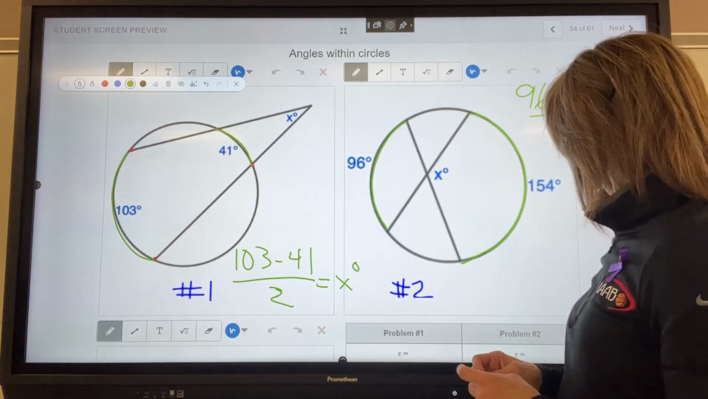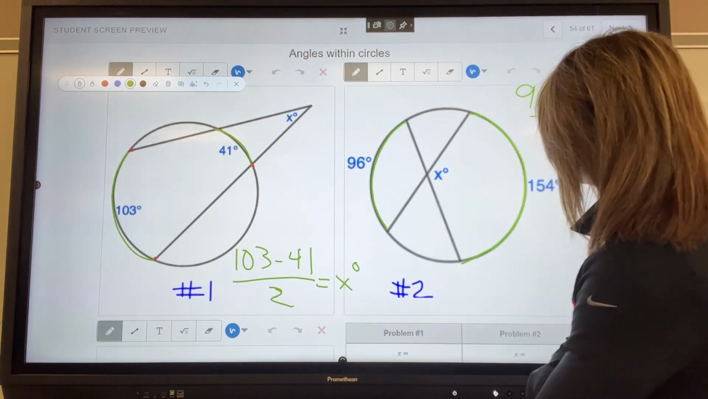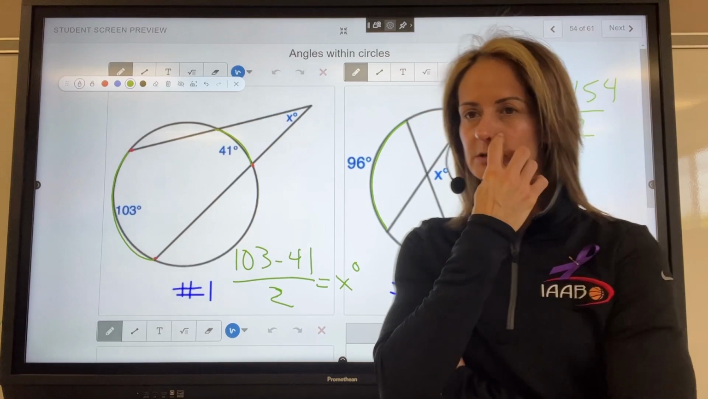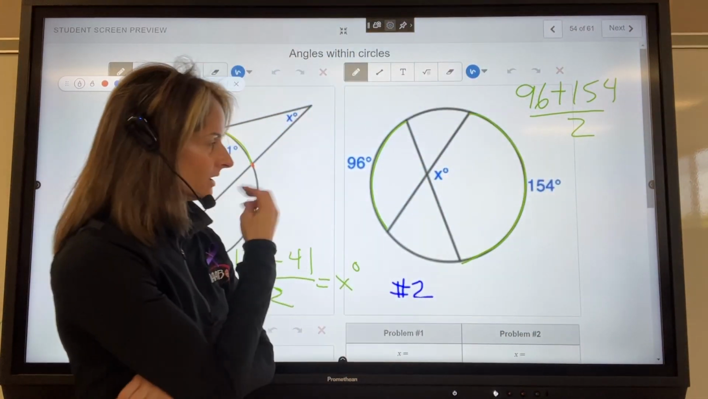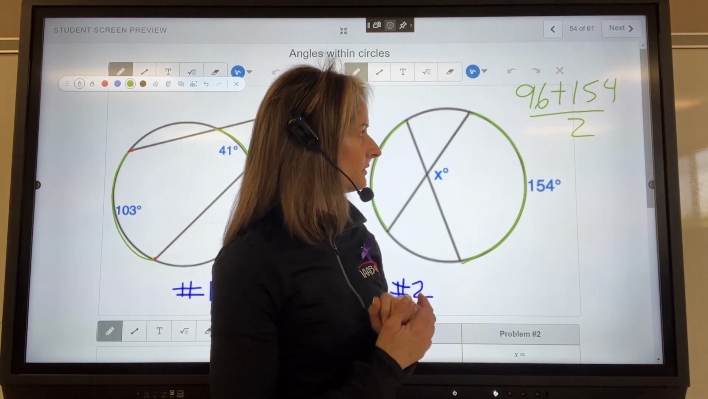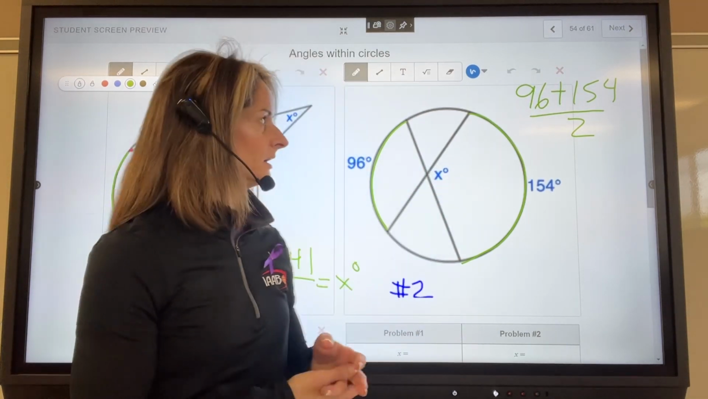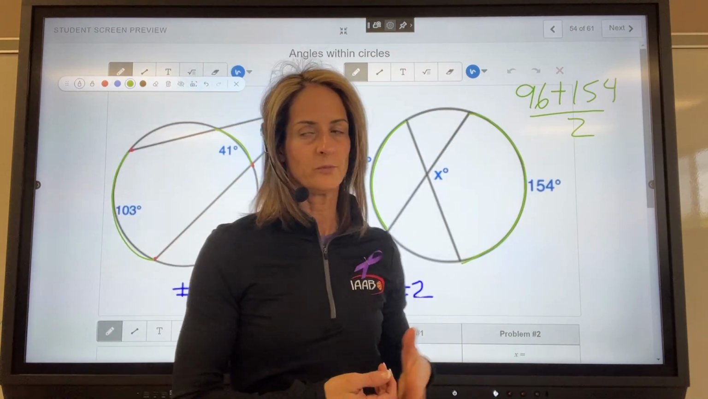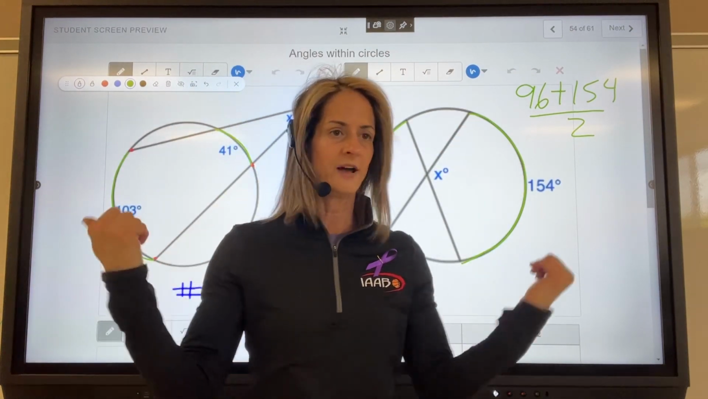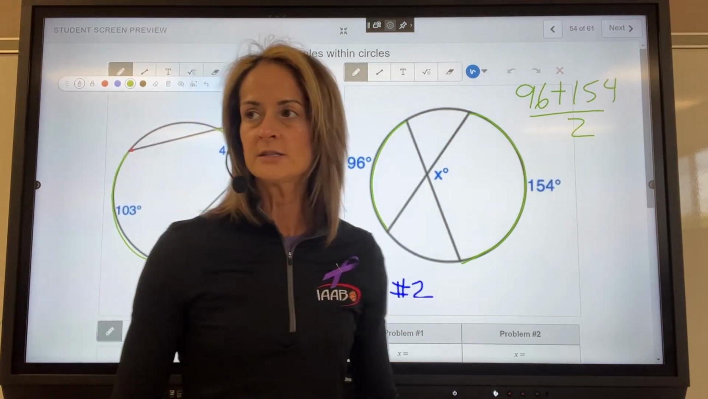Did anybody else get 55? Can't be the average of 96 and 154. Something must have happened. Try it again. We need a number. If we're averaging 2 numbers, I need a number right in the middle of those 2. I mean, 96 is 4 away from 100, and 154 is also 4 away from 150. So 125. That sounds good. 125 it is. Any questions?